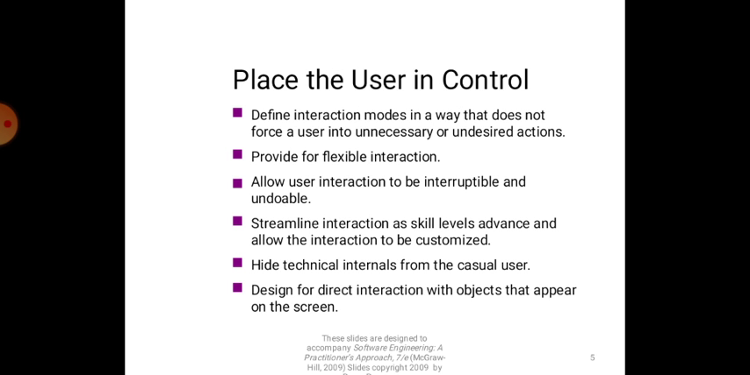Point number 6. Design for direct interaction with objects that appear on the screen. Students, you very well know, the user would like to feel as if he is performing it. So many times he may want to make some changes, and that should be made possible. For example, if there is a small rectangle, he would like to increase the area of that rectangle. So if such a facility is available, the user would be happy. We'll go to the next point.